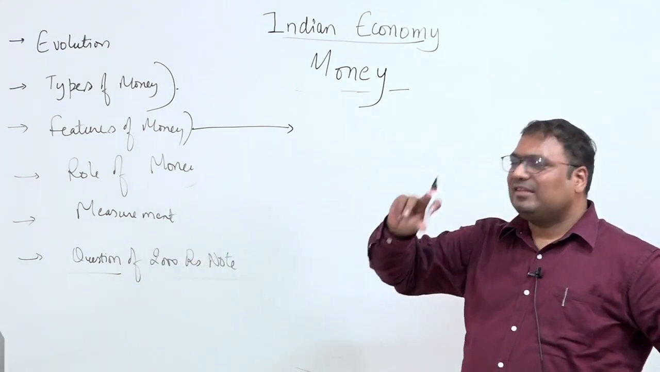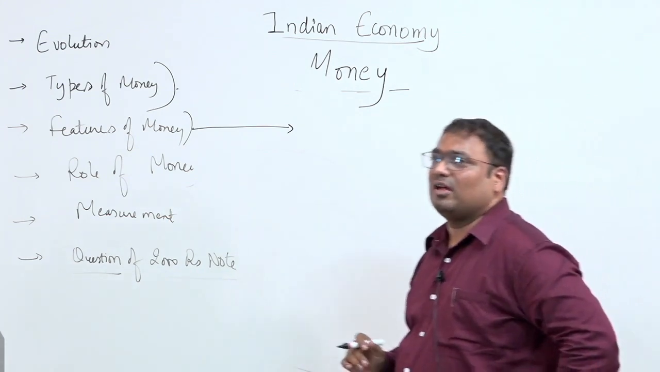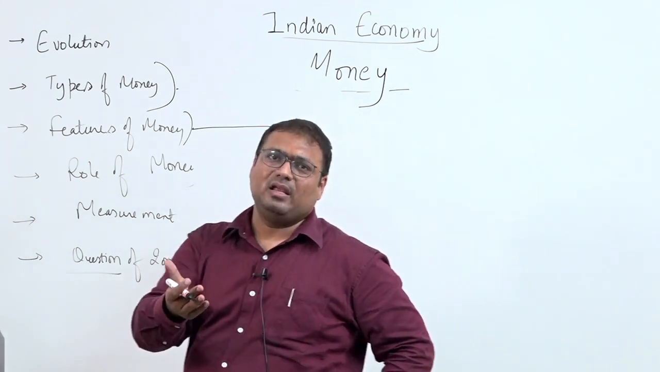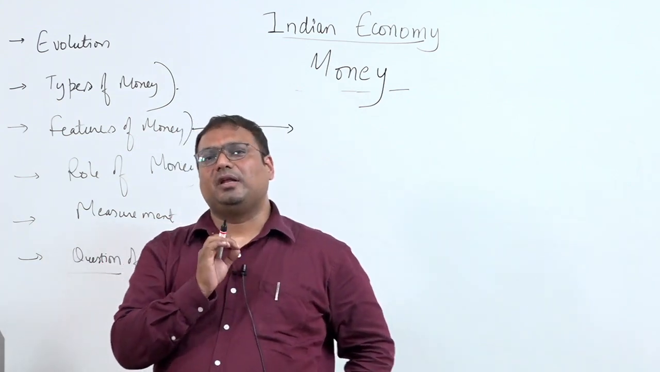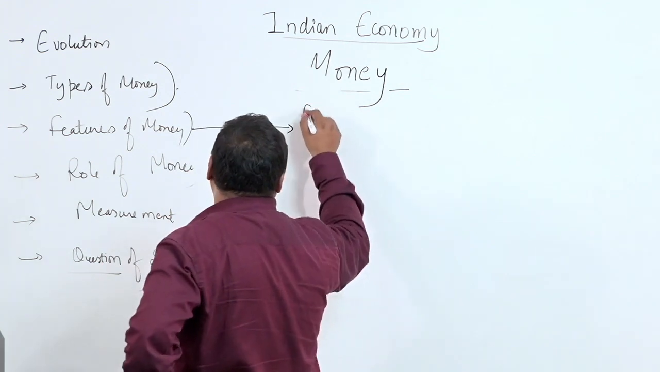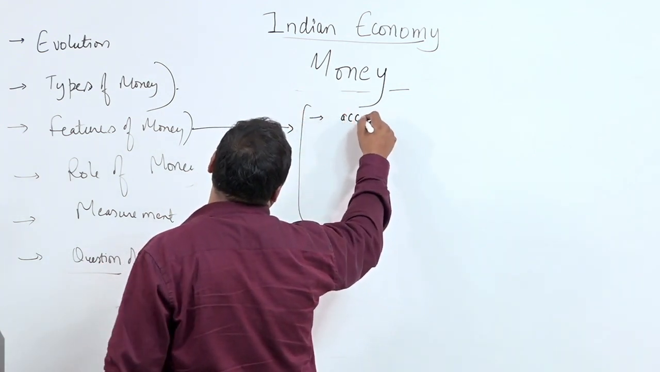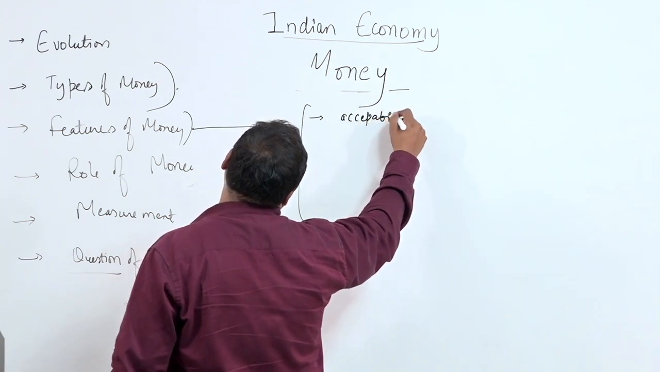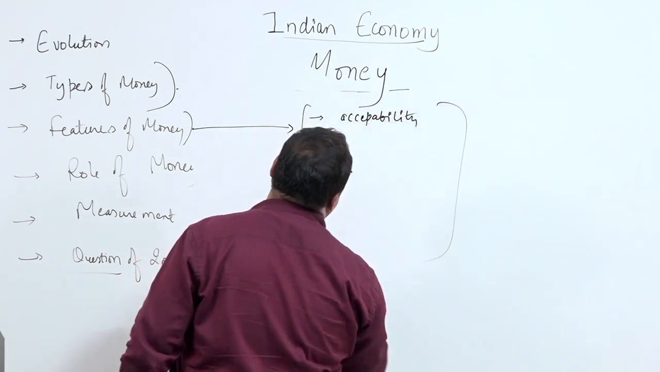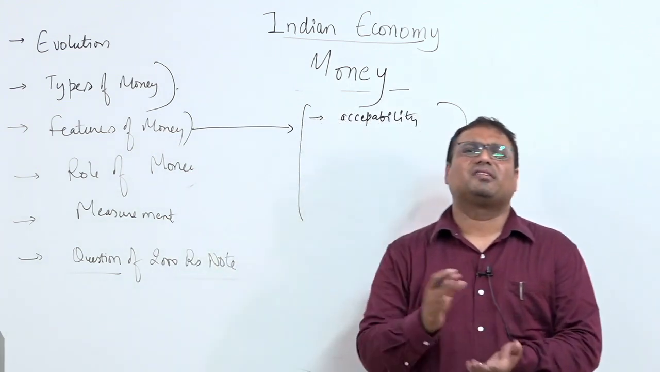So anything which has to be used as money needs to have some features. Otherwise, you do not use that as money, or it would not be popular as money. So in the features of money, we need to understand that money needs to have the following features. First of all, acceptability. The thing that you want to give others should have acceptability.